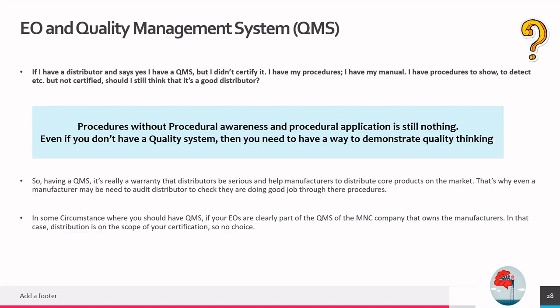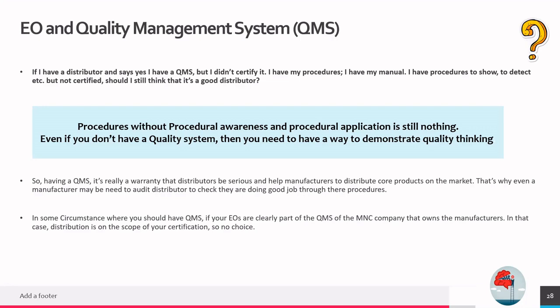So it is in your interest as a manufacturer to do this, and what you see in practice is that all sorts of distribution agreements from the manufacturer address related quality obligations. So it is better to have an agreement. The quote is: procedures without procedural awareness and application are still nothing. Even if you don't have a quality system, you need to have a way to demonstrate quality thinking, right? So that is the thing.